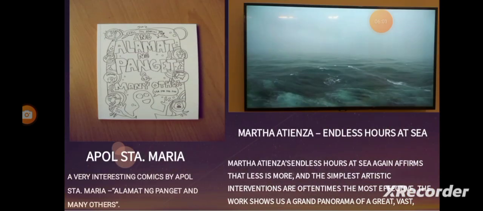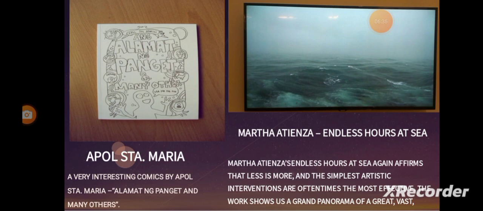The next one is Apple Santa Maria. Apple Santa Maria is a visual artist and comics creator. Among his comics are Alamat ng Pangit and many others, Entablado, and Ano. The one in the picture is Alamat ng Pangit and many others. It is a very interesting comic by Apple Santa Maria. This is a sample of his pop artwork.